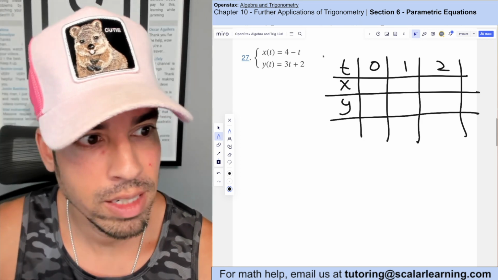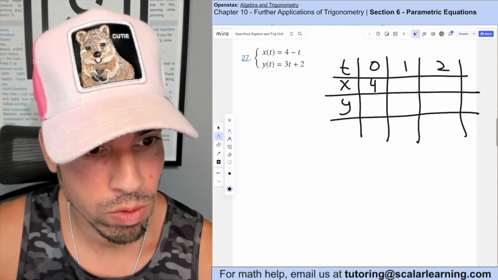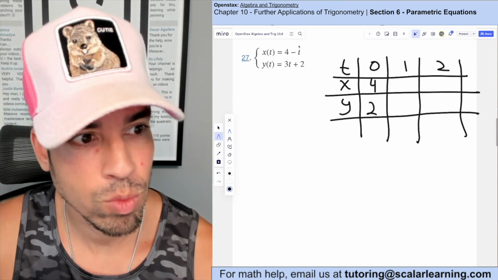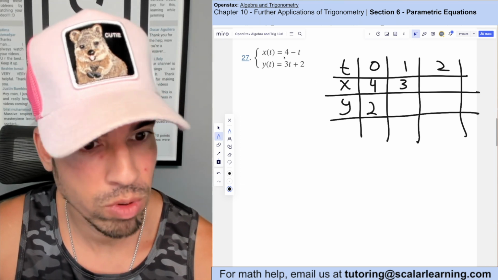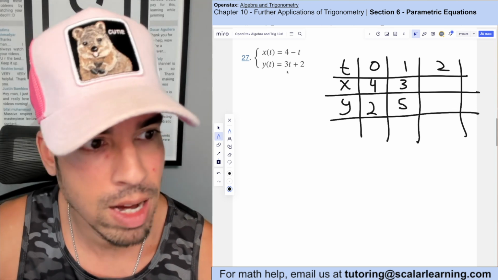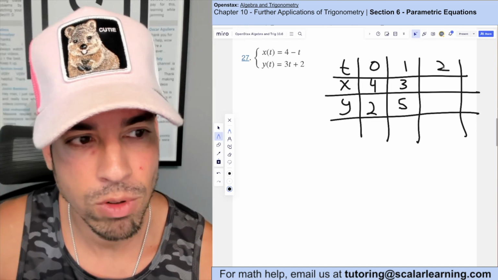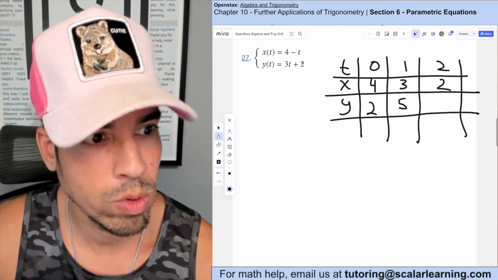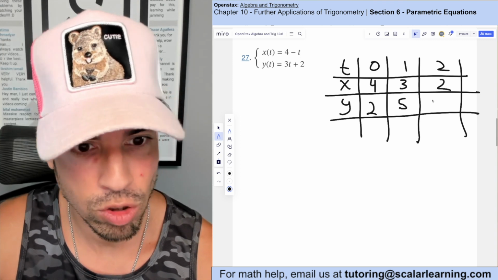So when t is 0, we get 4 minus 0, which is 4 for x. 3 times 0 plus 2, which is just 2. When t is 1, we get 4 minus 1, which is 3. Plug in 1 here. We get 3 times 1, which is 3, plus 2 is 5. And then when t equals 2, we got 4 minus 2, which is 2. And then 3 times 2 is 6, plus 2 is 8.